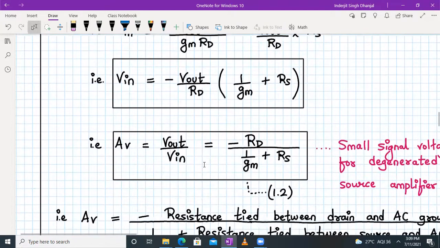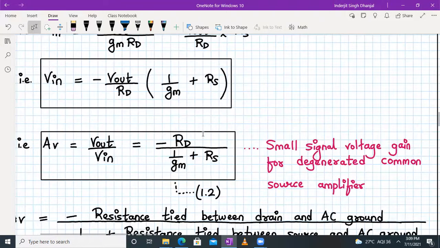But what we want is V out upon V in. So the voltage gain AV, V out upon V in, is given by minus Rd divided by 1 upon Gm plus Rs. So this is the small signal voltage gain for a degenerated common source amplifier.